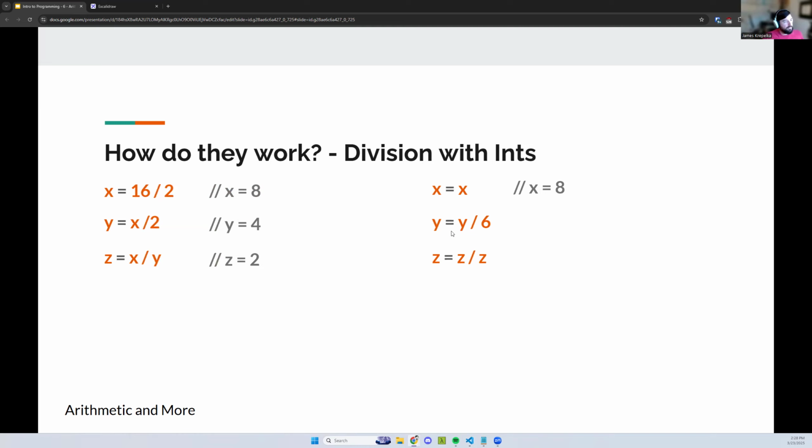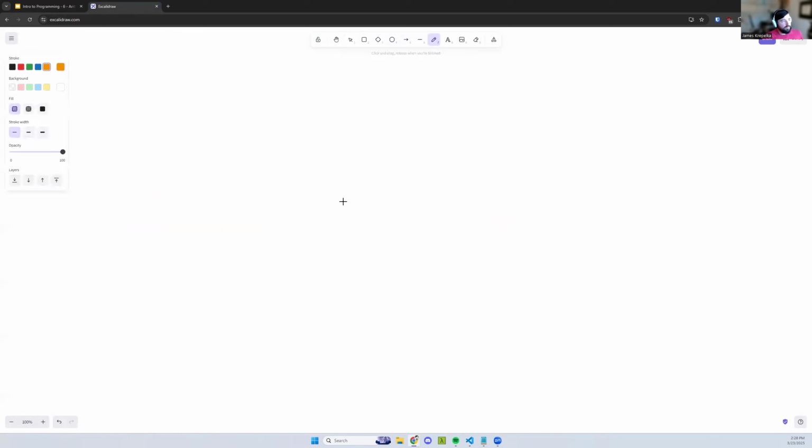Now this one's interesting. Y equals Y divided by 6. So Y is 4. 4 divided by 6. So let's see what that looks like. 4 divided by 6, right? How many times does 6 go into 4? 0, right? And when we've learned long division, we could do like, oh, let's make it 40 and 6 into 40, but we're not going to do that. We're just going to say it goes in 0 times. And in fact, if I subtract 0, I get a remainder of 4. So it's actually 0 remainder 4.